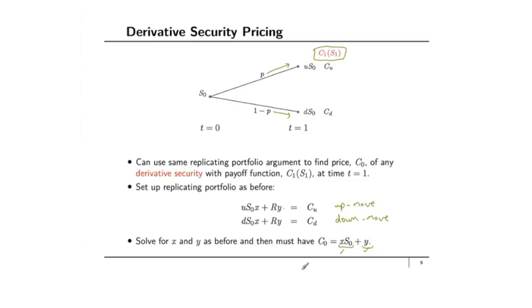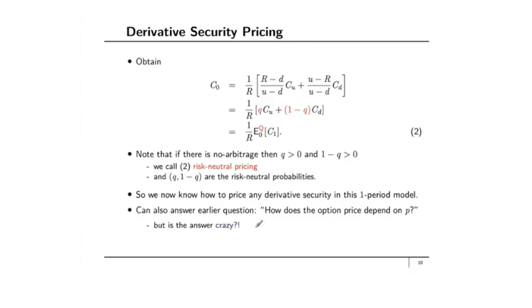By the exact same argument we gave a moment ago, if the price of the derivative security was less than this quantity, we could construct an arbitrage. If it was greater than the value of the replicating portfolio, we could again construct an arbitrage. Okay, so if you actually go ahead and solve these two equations in two unknowns, what you will find is the following. It's just two or three lines of algebra, but you can check that C0, the fair value of the derivative security, can be written as 1 over R times (R minus D) over (U minus D) times C_U plus (U minus R) divided by (U minus D) times C_D.